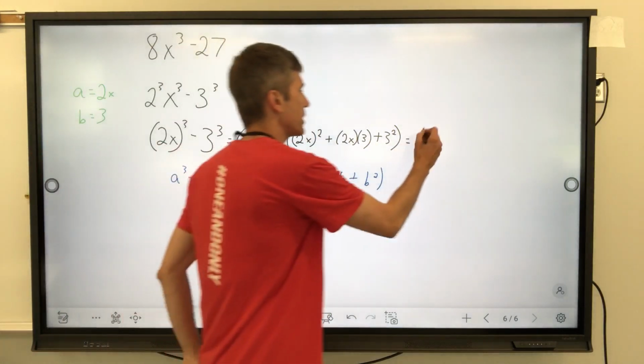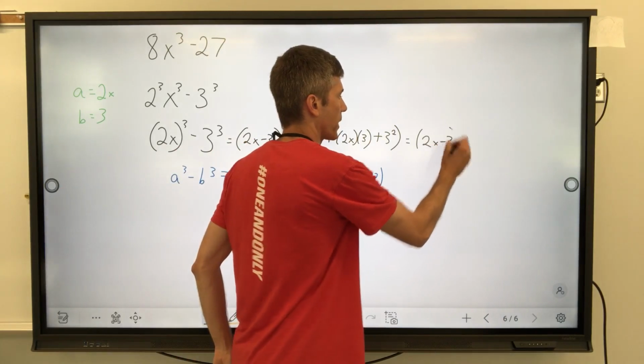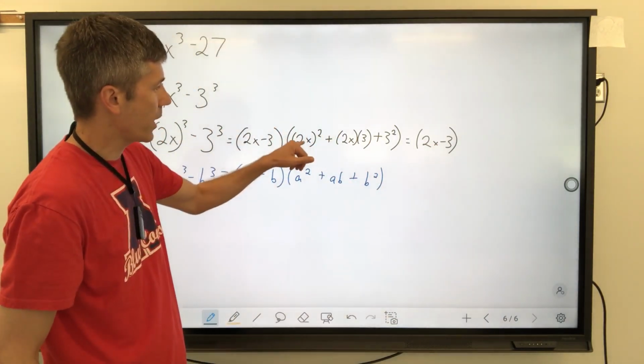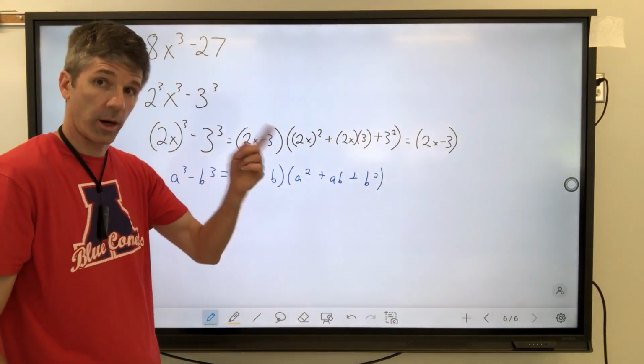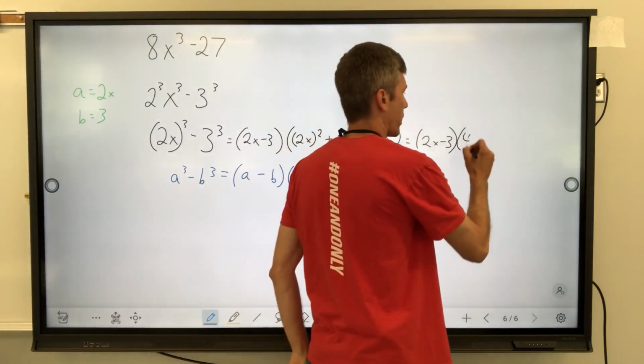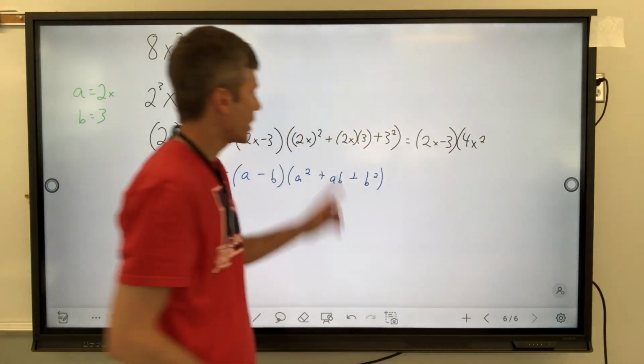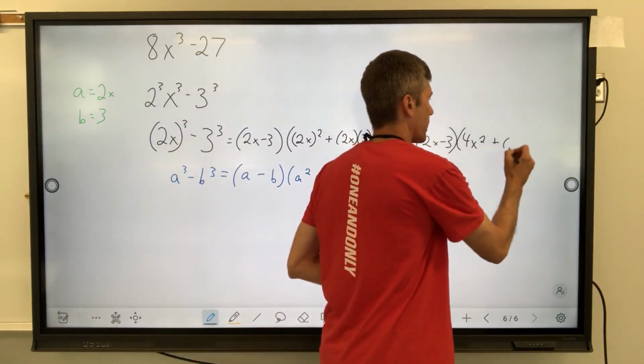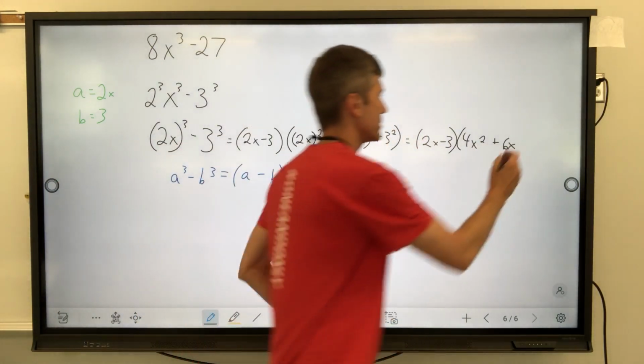2x minus 3 doesn't change. And then here we have 2x all squared. So 2 squared is 4. X squared is x squared. So we have 4x squared. 2 times 3, 6x. And 3 squared is 9.